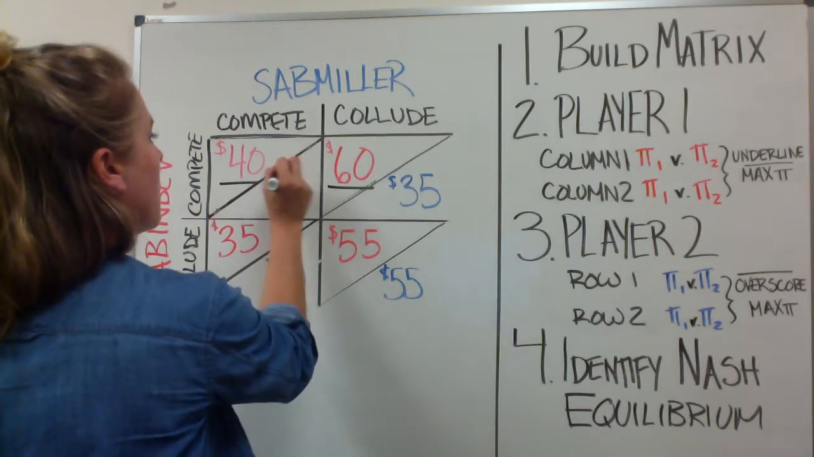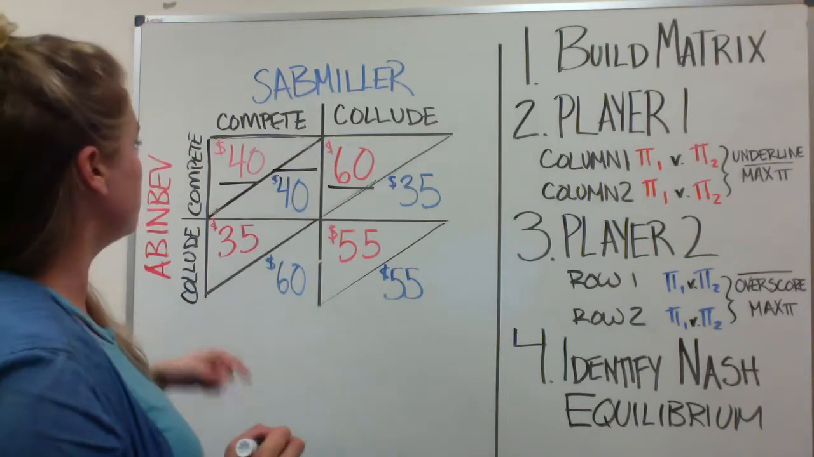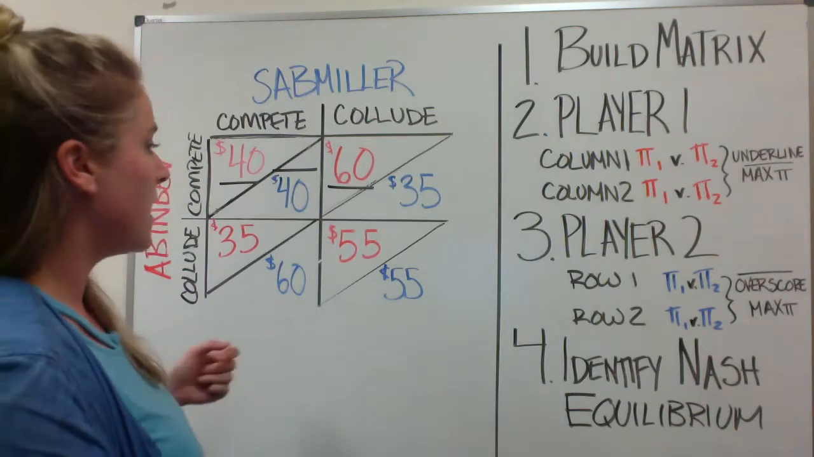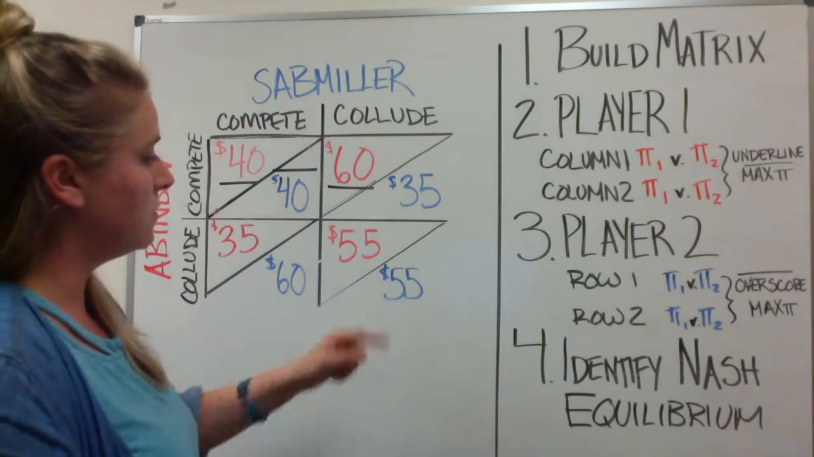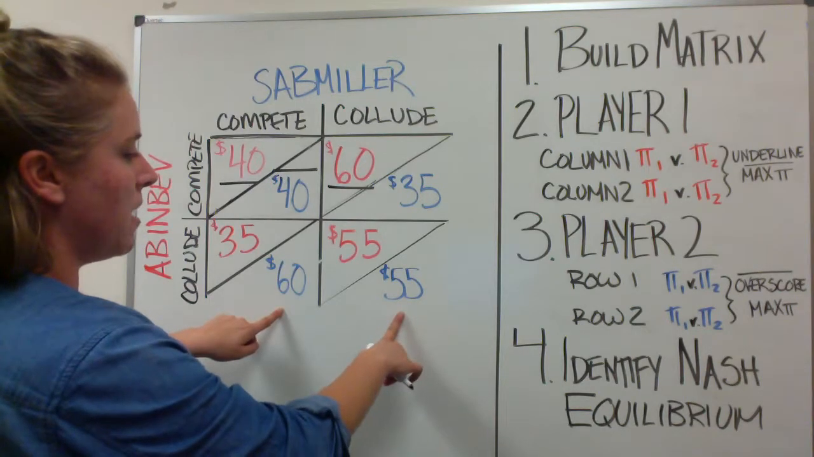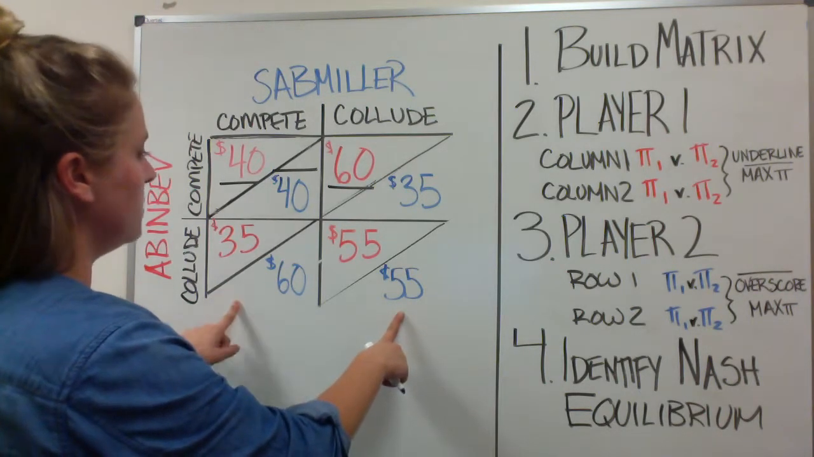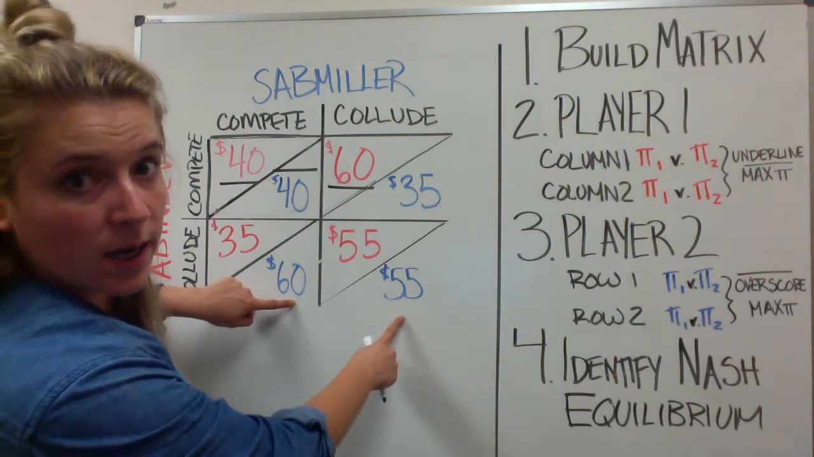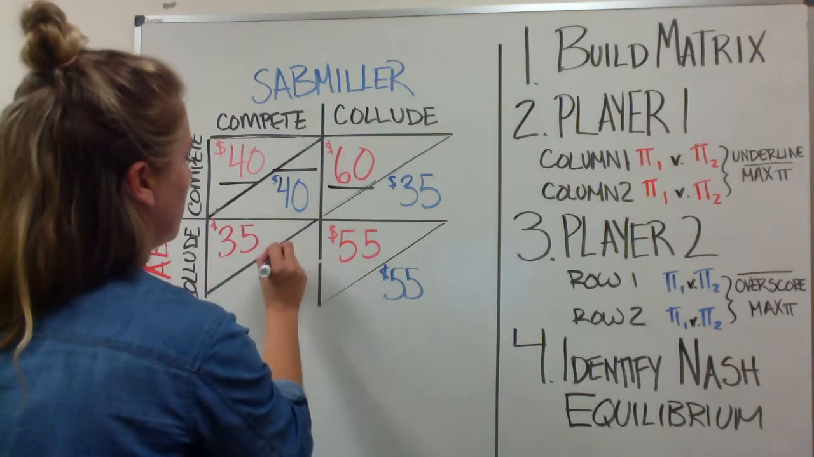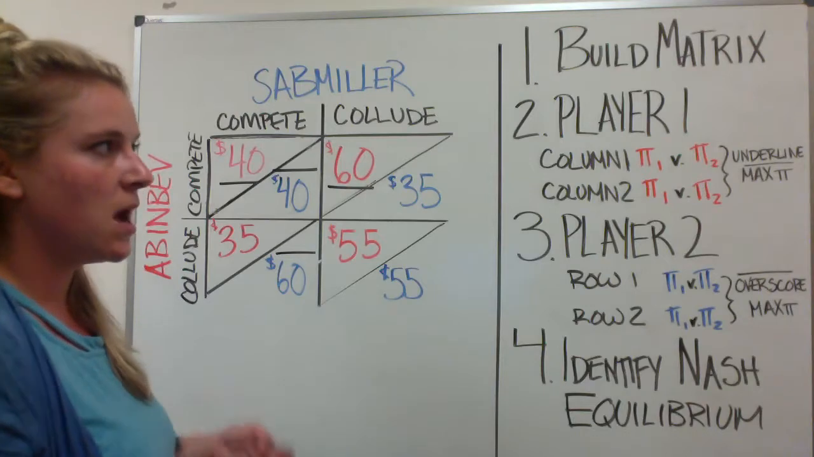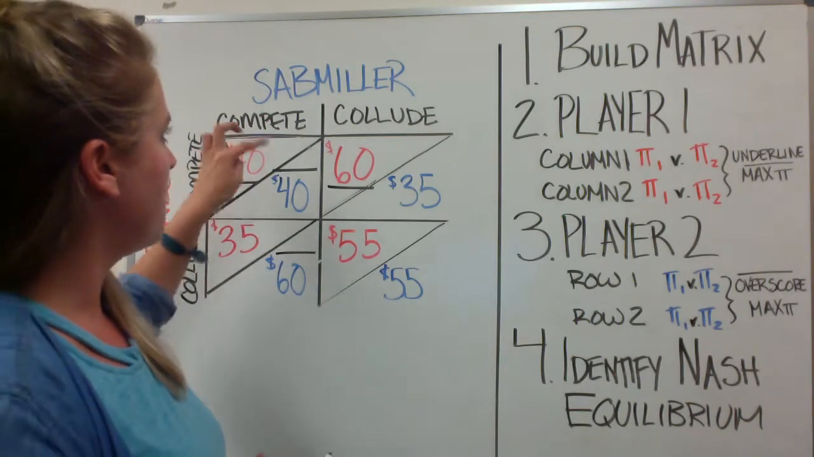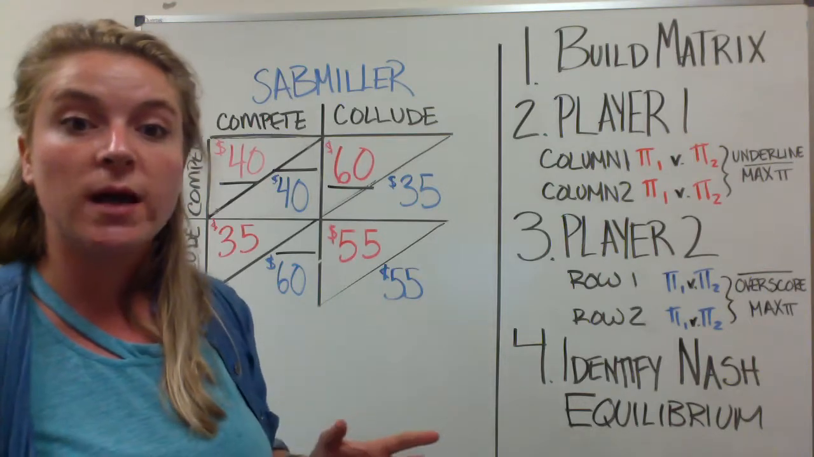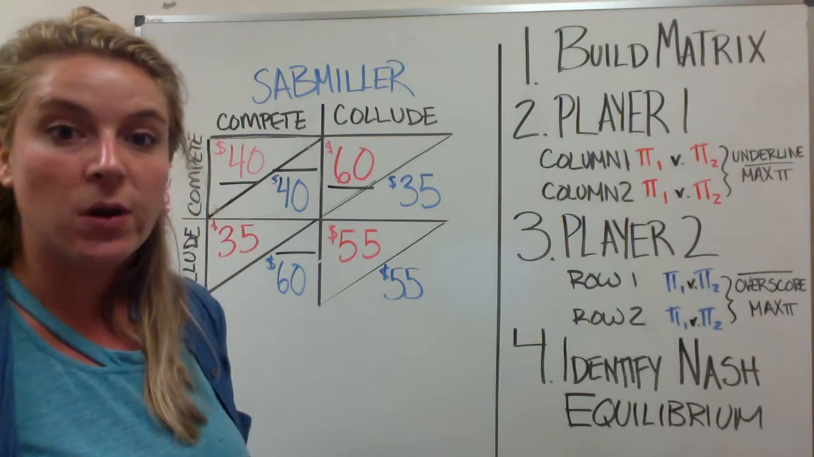So the best response to the other player competing is to compete. Cool? And then again, we're going to look at row 2, player 2's payoffs. If player 1 colludes, am I better off competing or colluding? And we're going to see that I'm better off competing. So now I also have player 2's best responses in each possible situation marked.